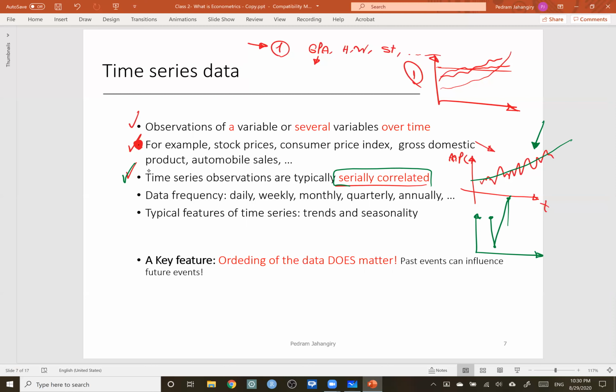Data frequency can be daily, weekly, monthly, quarterly, annually, and nowadays hourly, by minutes, by second, millisecond, high frequency trading, things like that. It can be anything. Typical features of time series are trend and seasonality. Okay, again, we're not going to open up these things here in this class, but what is trend? So this green line is trend. So for instance, if this is an Apple stock, then the trend is upward. If you look at some other stock, the trend is going to be upward or downward. Or some stocks, there's no trend.